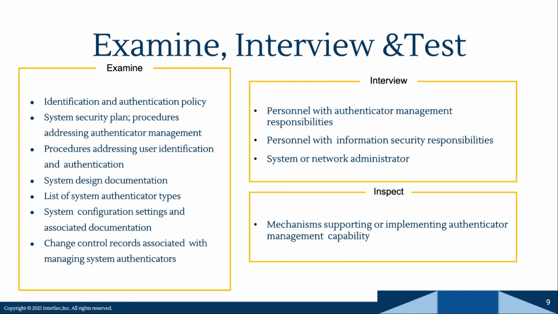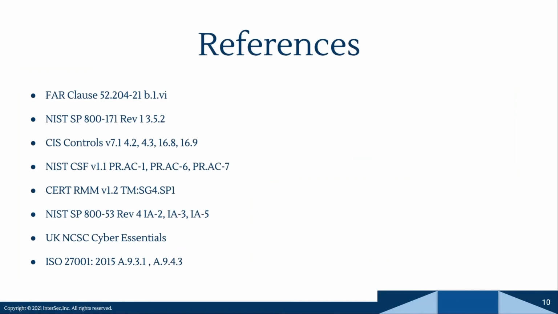The test or inspect method is about the process of exercising assessment objects under specific conditions to compare them with some behaviors. Here, they might inspect the mechanisms supporting or implementing authenticator management capability. Here are the references to other security standards related to IA.1.077. This again can be used as a mapping mechanism to see how your existing standards that you have worked on match up to CMMC compliance.